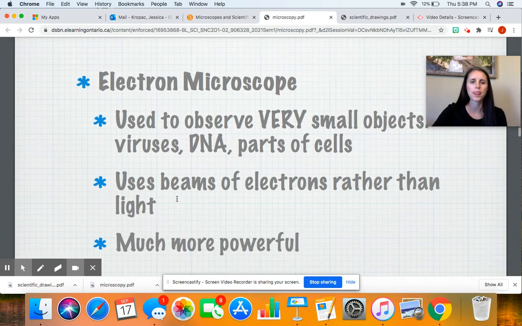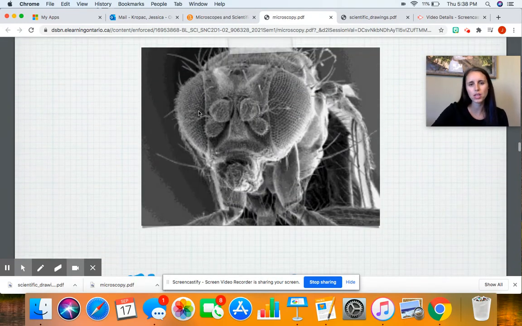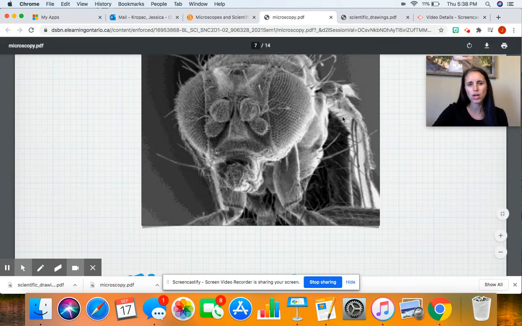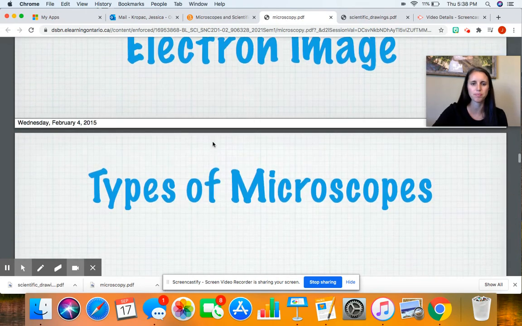Rather than having light passing through lenses, it's using beams of electrons. So it's not having light refract through lenses, it's actually using beams of electrons in order to create the image. This makes it much more powerful. It also makes it much more expensive, which is why we don't have them in our schools. So this here is an example of an electron microscope image. You can see the incredible amount of detail in this compared to our compound microscope picture.